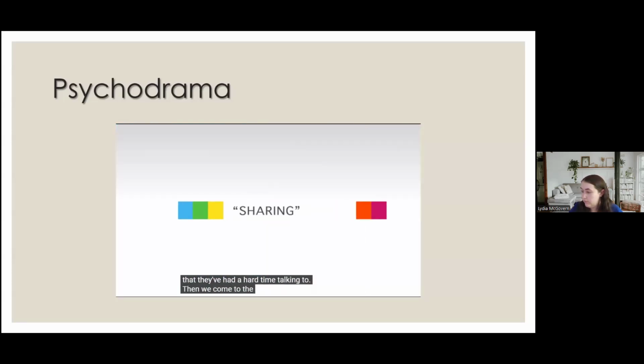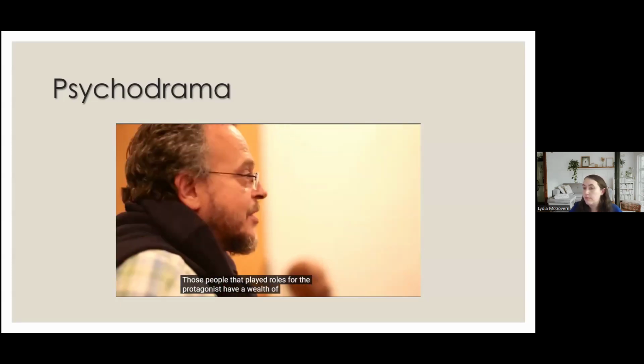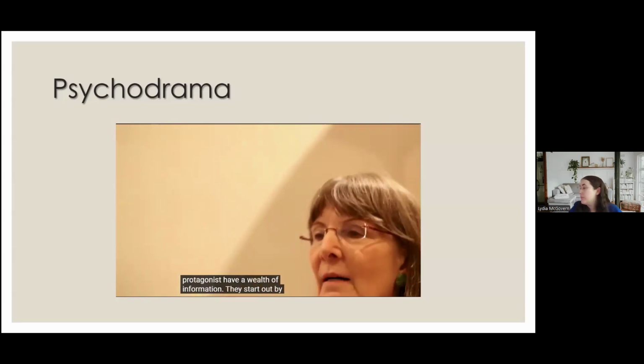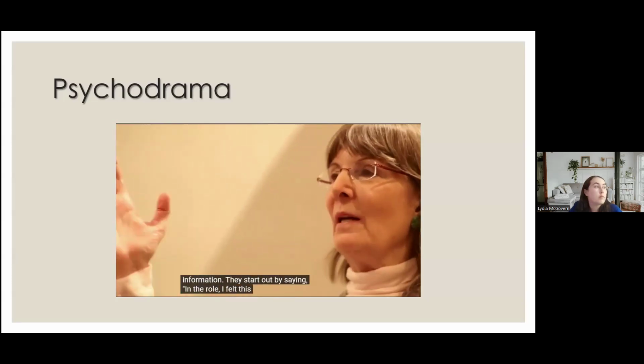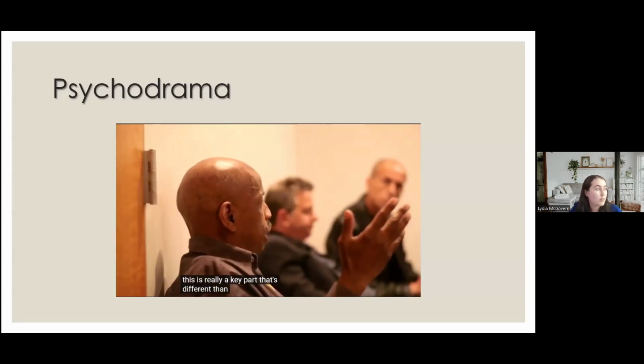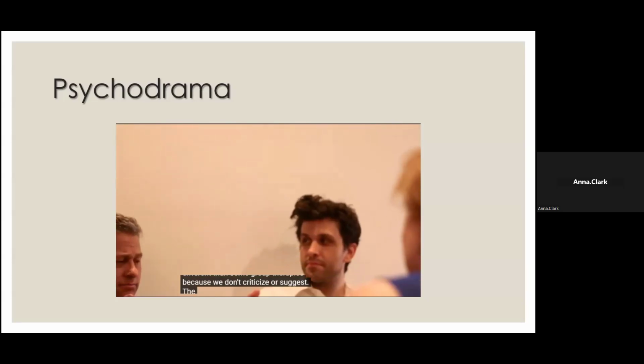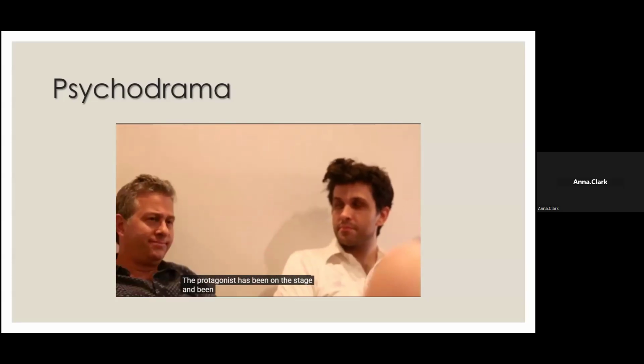Then we come to the part of the sharing. Those people that played roles for the protagonist have a wealth of information. They start out by saying, in the role, I felt this and this. And this is really a key part that's different than some group therapies. Because we don't criticize or suggest. The protagonist has been on the stage and been very open.